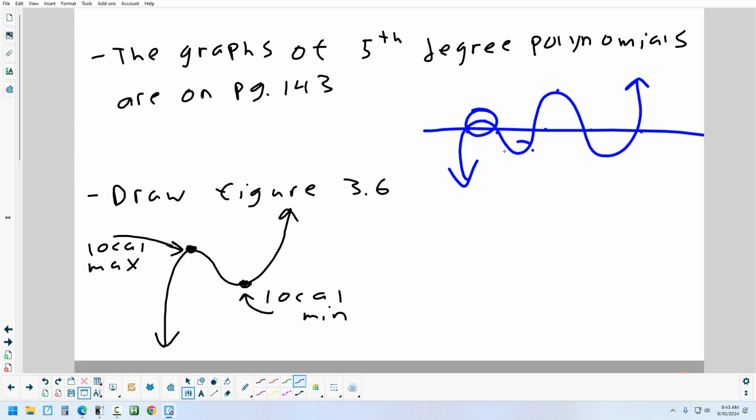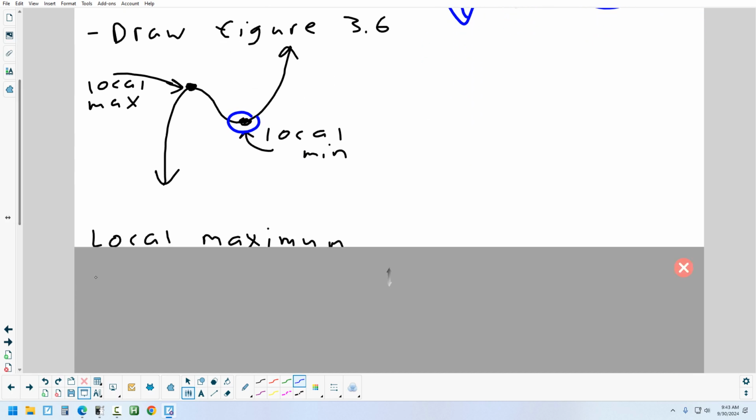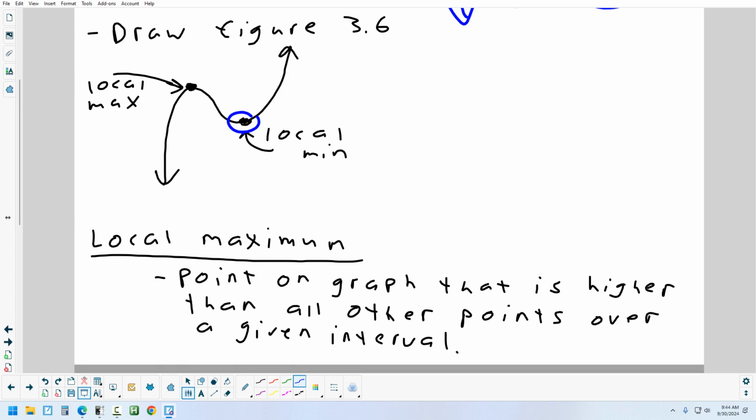Now, all of these things that I just circled, these are what we call local extrema. They're areas of the graph that are higher or lower than everything else around it. I am not saying that this is the lowest the graph ever goes. I'm saying in this zone, this point is lower than everything else around it. So local minimums and local maximums are points on a graph that are either higher or lower than everything around it.